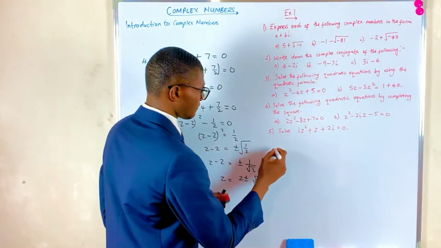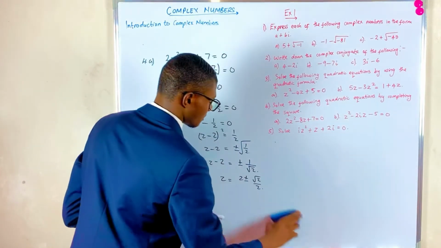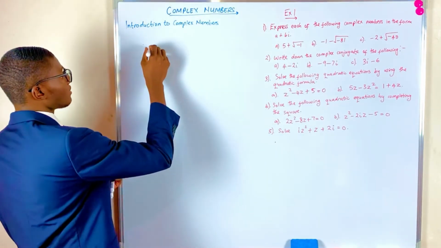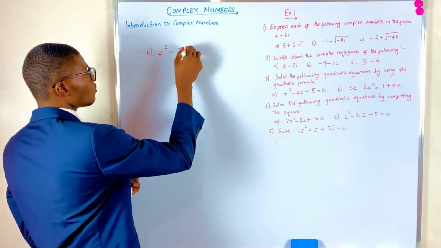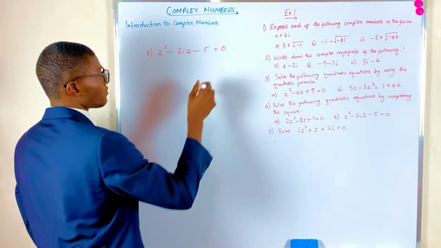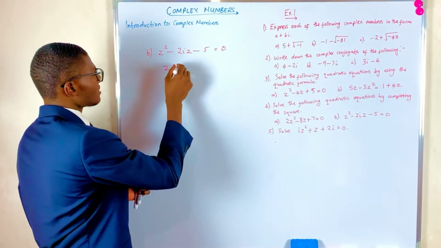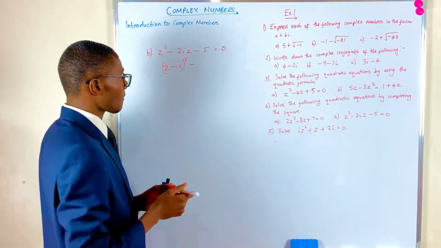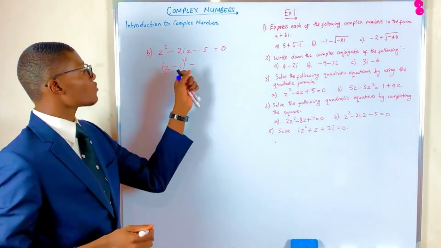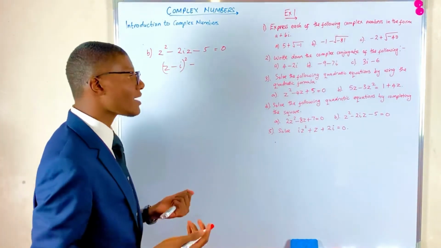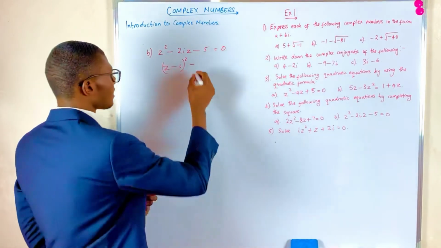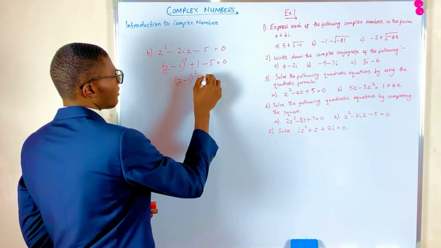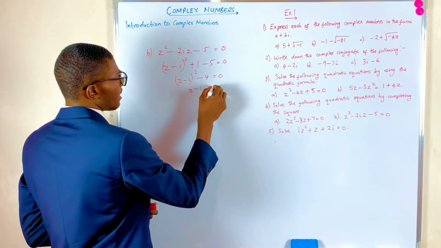Then for part B, or maybe let me erase this part here. Right. So for part B, we've got z squared minus 2iz, then minus 5 is equal to 0. So here we are saying z minus 2i over 2, we get an i, squared, then minus i squared, right, i squared, that's minus 1, so minus minus 1, that's a plus 1 here, then minus 5 is equal to 0, then z minus i squared minus 4 is equal to 0, z minus i squared is equal to 4.